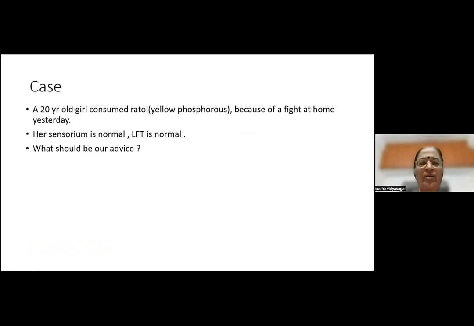Okay, look at the next one. 20-year-old girl consumed Ratol, yellow phosphorus, because of a fight at home yesterday. Sensorium is normal, LFT is normal. She comes there, everything is normal. What is your advice?